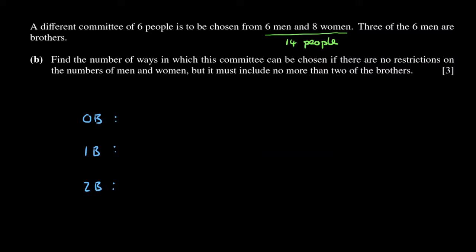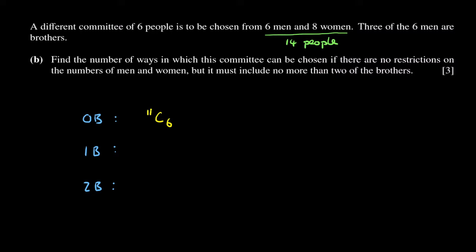So how many ways can I choose if there are 0 brothers? Well, that means that I've got to choose 6 people, but I can only choose from 11. Why can I only choose from 11? Because instead of having 14 people to choose from, I can no longer choose 3 of those people because they're the 3 brothers. So actually, I've got 11 people to choose from here. And what I'm doing is I'm choosing 6 of them. Okay, so this is going to be 11C6.